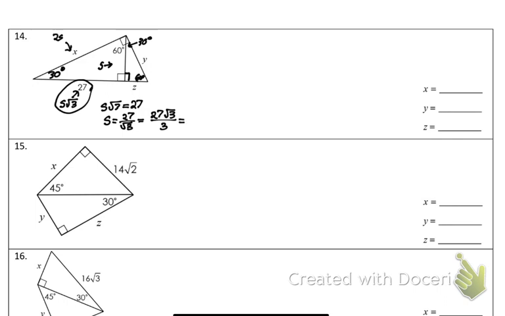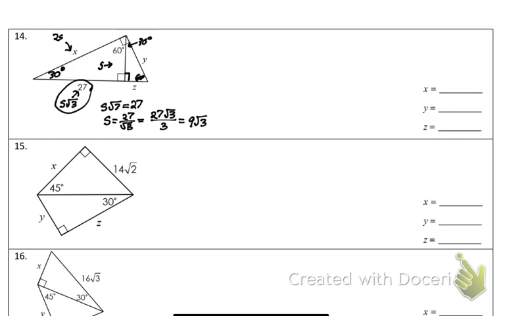Does 3 go into 27? Yes, it does. So I have to do that division. You have to simplify it if possible. 3 goes into 27 9 times, so that's 9 square root of 3. So for this problem right here, my s equals 9 square root of 3.